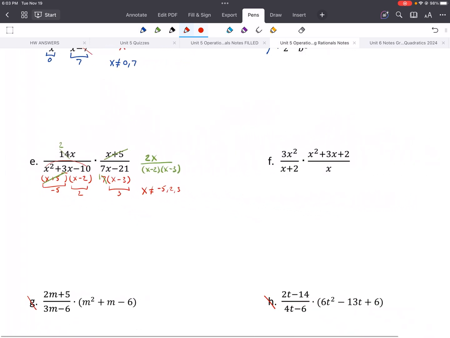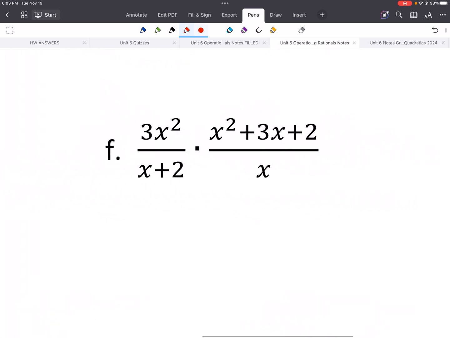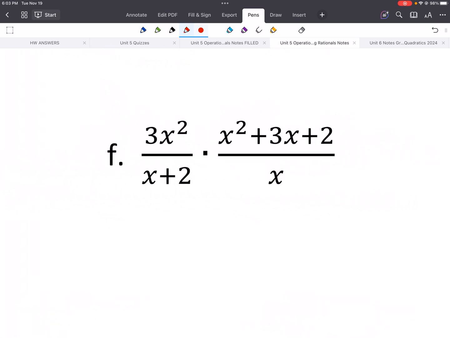Okay, so let's do one more with multiplication. Again, we'll want to factor as much as we can. Here's another quadratic trinomial. So we could get x, an x. What multiplies to 2 and adds to 3? So maybe 2 and 1.